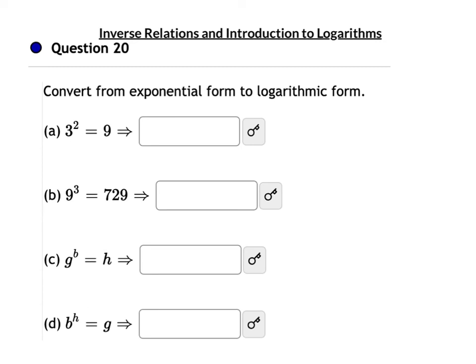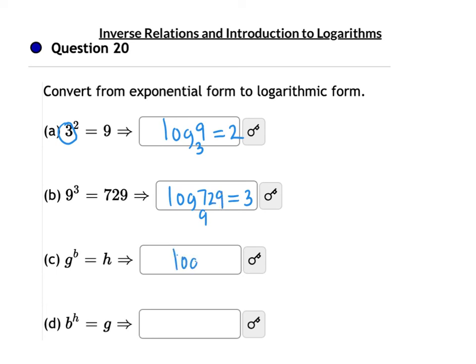Convert from exponential form to logarithmic form. This is equal to the log. The base is the same as the base of your exponential expression: the log base 3. Log is equal to an exponent. The exponent is 2. Every log is an exponent. It's always equal to an exponent. So log base 3 of 9 equals 2. The second one would be the log base 9. Again, it's equal to an exponent, 3, and that would be 729.